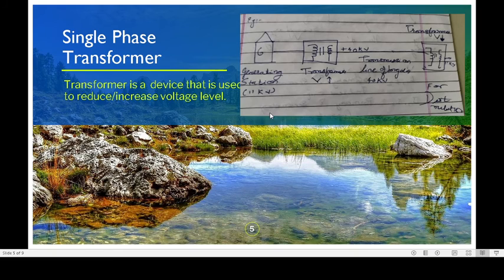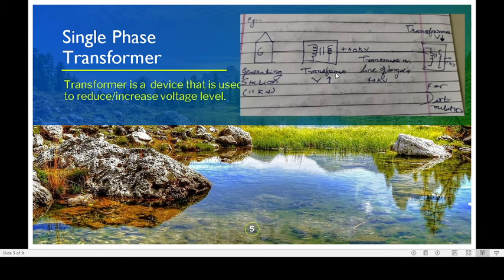Now, a single phase transformer. Basically, a transformer is a device that is used to reduce or increase the voltage level. Let us say a generating station generates about 11 kV of voltage. Now we want that 11 kV to be transmitted directly to the distribution sector to be used. But while transmitting directly to the distribution sector, there would be a power loss or heat loss possible.